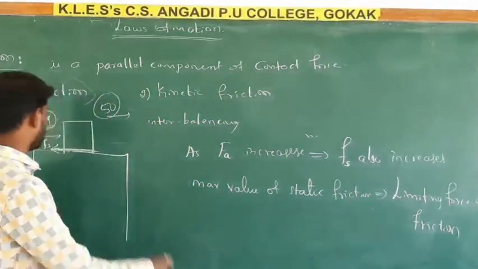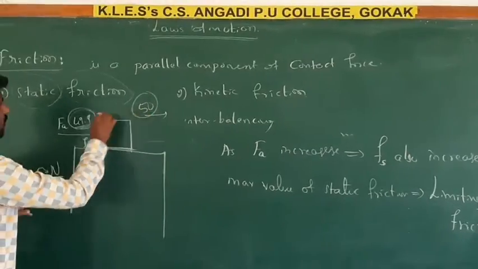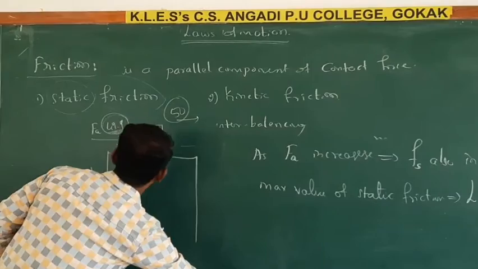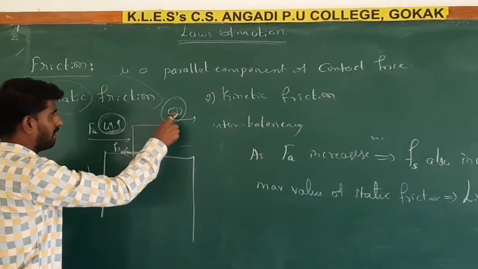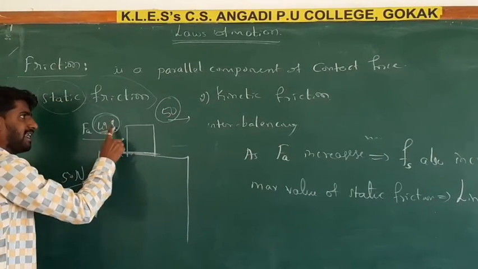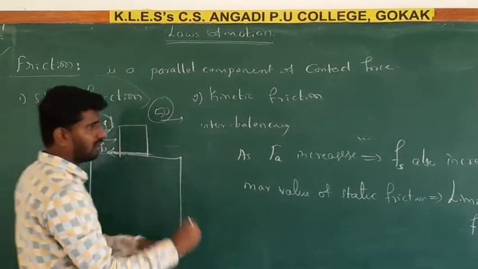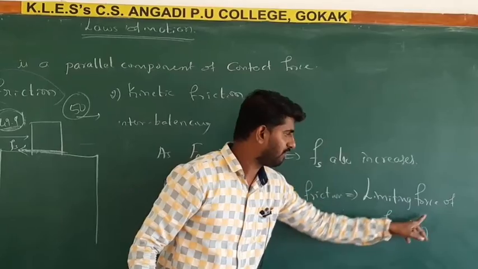Is it clear? Okay, so as per our example, 49.99 is our maximum value of static friction. If you cross that 49.99, it changes to 50. At 49.9 it is static, beyond that it is kinetic. So this is the maximum value of static friction, and this is called the limiting force of friction.